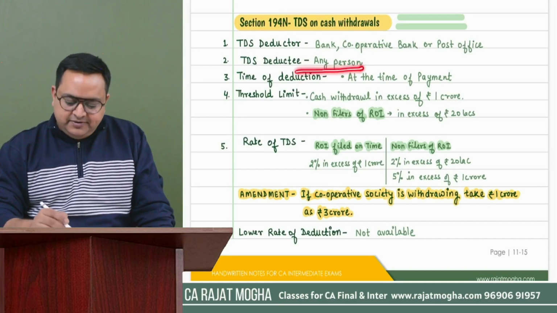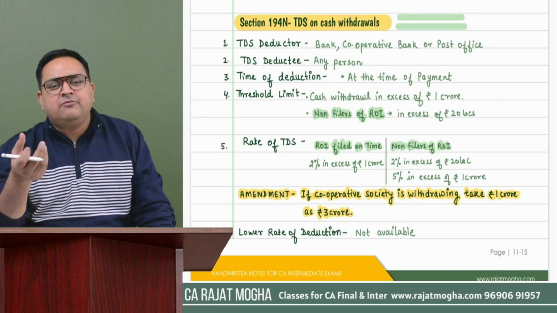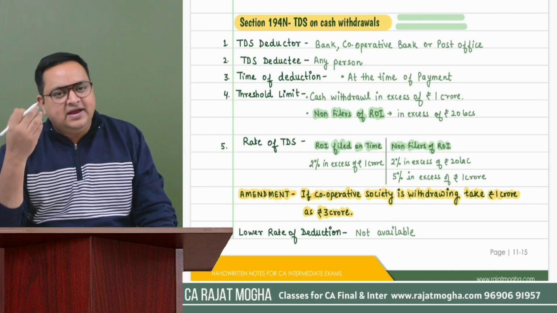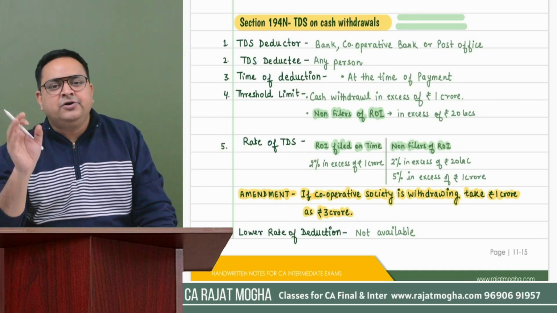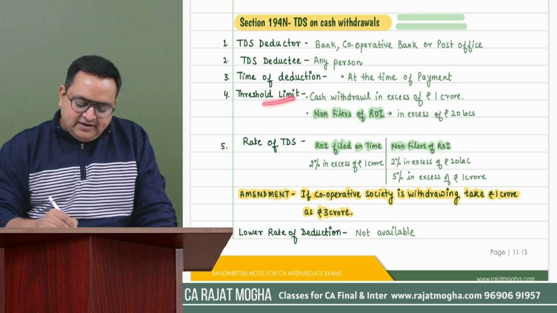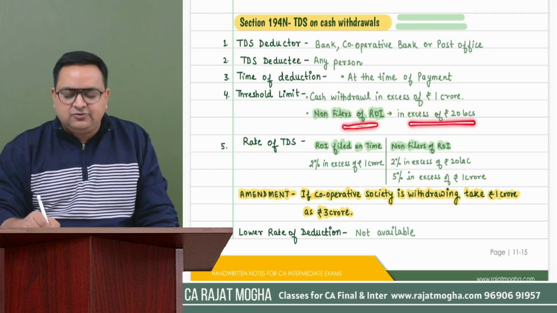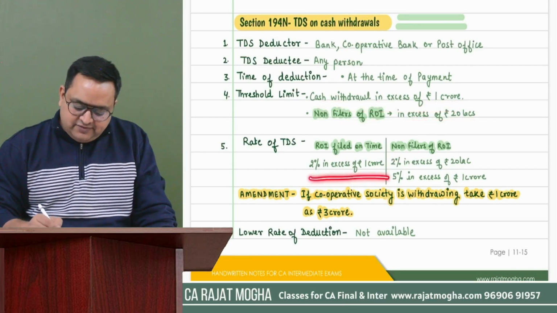TDS deductor is any such person. Time of deduction is at the time of payment. At the time of payment means whenever you are withdrawing an amount in excess of 20 lakh, or in excess of 1 crore, and also 3 crore as the case may be. So the threshold limit is cash withdrawal in excess of 1 crore, and for non-filers in excess of 20 lakh. Right, I have written it over here also.